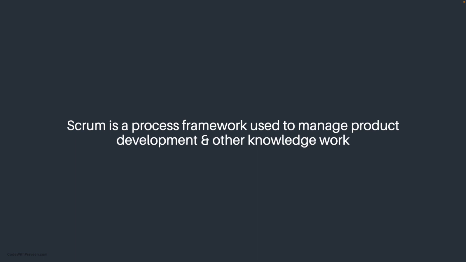Next, let's move on to Scrum. Scrum is a framework. It is a process framework used to manage product development and other knowledge work. Do not confuse Agile and Scrum. Agile is a methodology. Scrum is a framework that is used to implement the Agile methodology. Some teams use the terms interchangeably. I'll be using the Scrum term for the entire course.